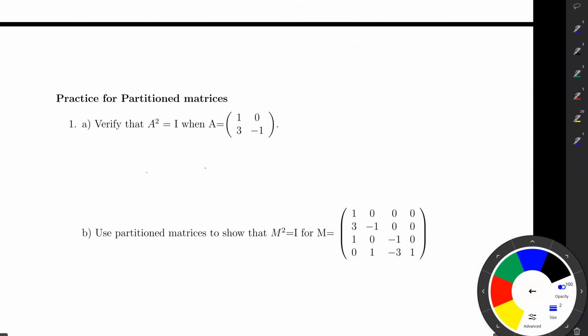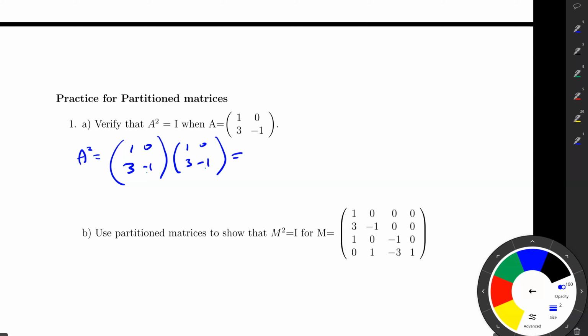All right, let's look at this. A is not the identity matrix, but what this is saying is that if I multiply A times A, I get the identity matrix, I. So let's look at that. If I take A squared, A times the matrix A.